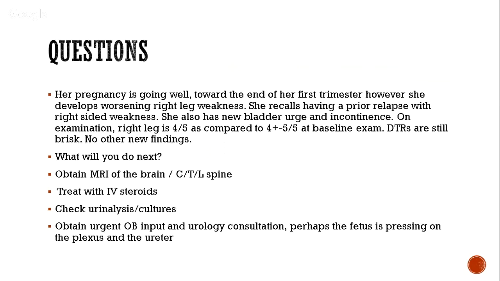I would do the MRI. You do the MRI? Likely a flare. It could be a pseudo-relapse. And we don't know that, so that's the first thing.